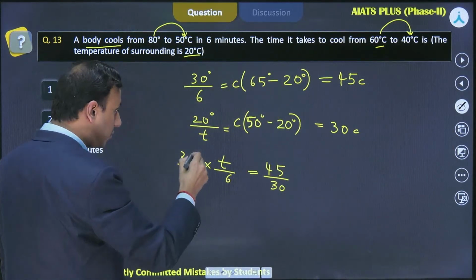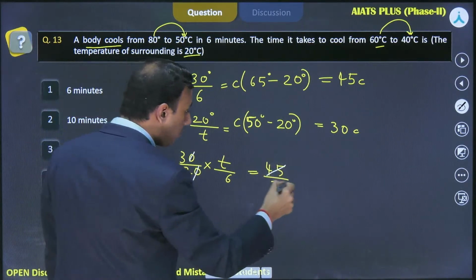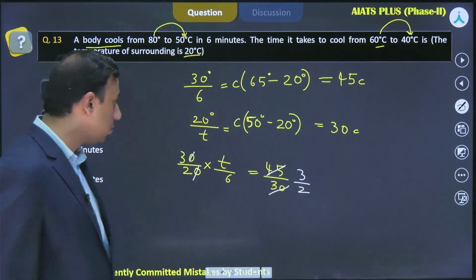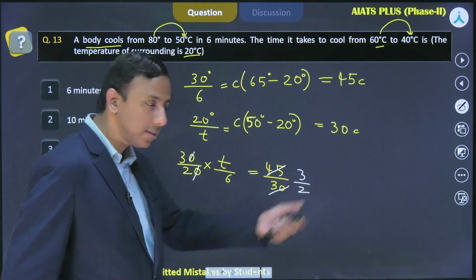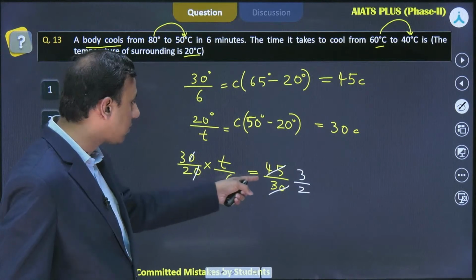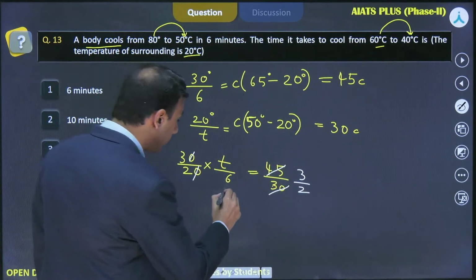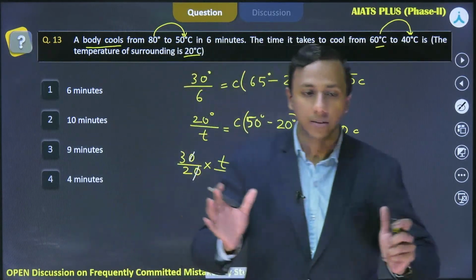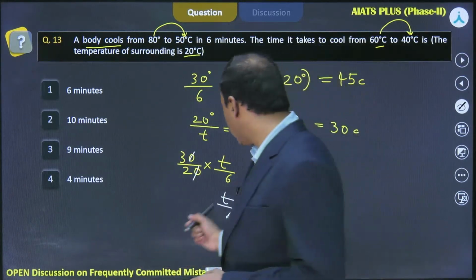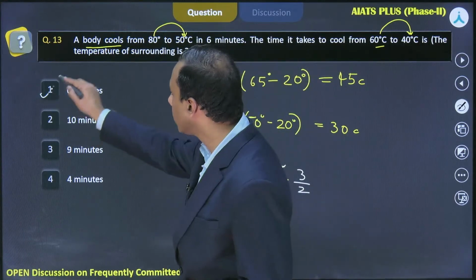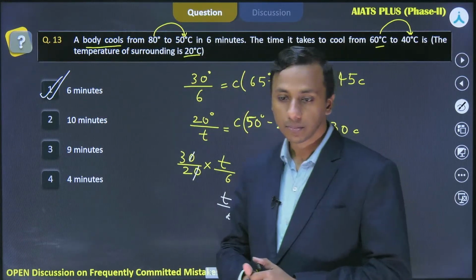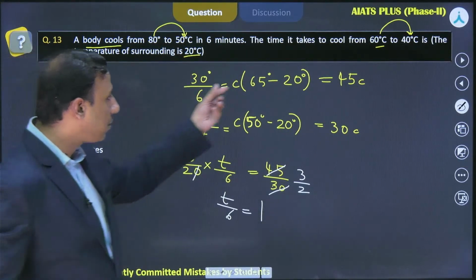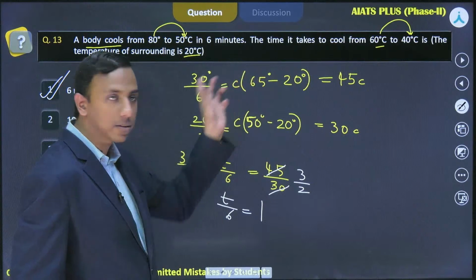If you cancel the terms, 0, 0 get cancelled, and this one you cancel by 15, right? So 3 by 2, 3 by 2, 3 by 2, they will also get cancelled. So what remains is t by 6 is equal to 1, and obviously small t is in minutes. So t would come out to be 6 minutes. So this simple method you can employ to solve such questions.